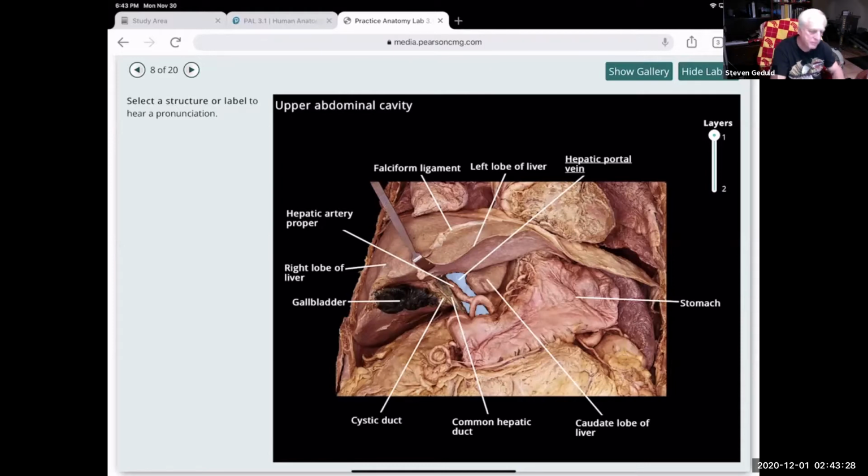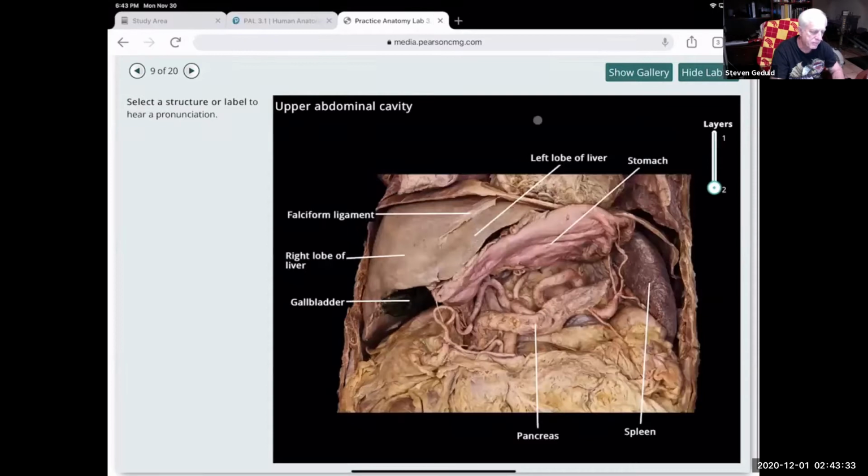All right, and let's go a little bit deeper, slide this down. Okay, again, you have the falciform ligament of the liver. You have the right lobe of the liver. You have the gallbladder. Then you see underneath the stomach at the inferior border, the stomach's kind of reflected up. At the inferior border, you can see the pancreas. And this is your pancreas right here. Here's the head, the body, and the tail. And the pancreas always points and ends at the spleen. And there's your spleen. Okay, that's how to tell where it is.